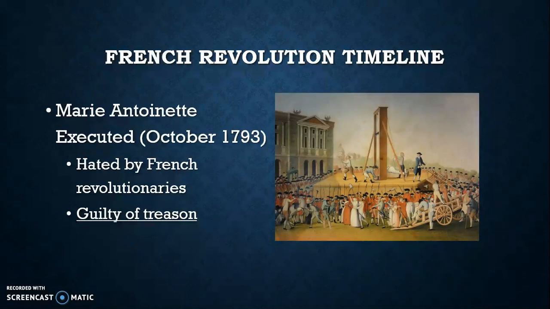Marie Antoinette was also put on trial and executed on October 17, 1793. And this is because she was hated by the French revolutionaries. She was also found guilty of treason and sentenced to death.